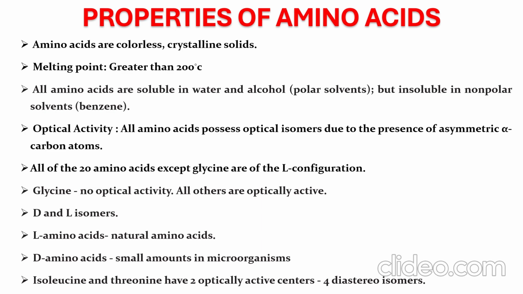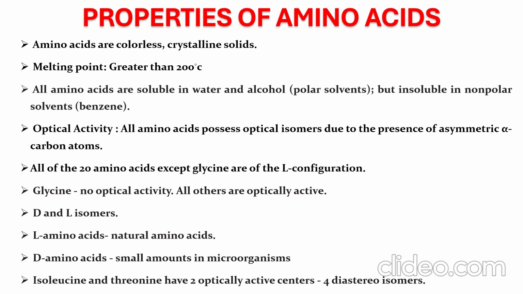Optical activity. Amino acids having an asymmetric carbon atom exhibit optical activity. Asymmetry arises when four different groups are attached to the same carbon atom. All of the 20 amino acids except glycine are of the L configuration. Glycine is the simplest amino acid and has no asymmetric carbon atom and therefore shows no optical activity. All others are optically active.